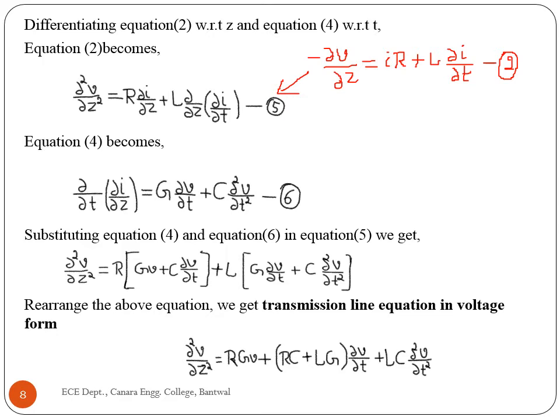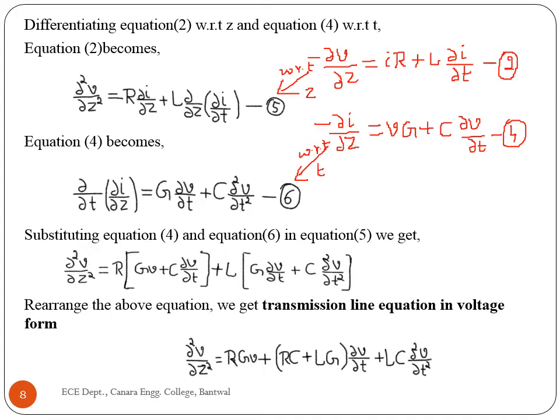Similarly, when differentiating equation number 4 with respect to t, we will get equation number 6. What is equation number 4? Minus dou I divided by dou z is equal to Vg plus C dou V by dou t. This is equation number 4. By differentiating equation number 4 with respect to t, we will get equation number 6.